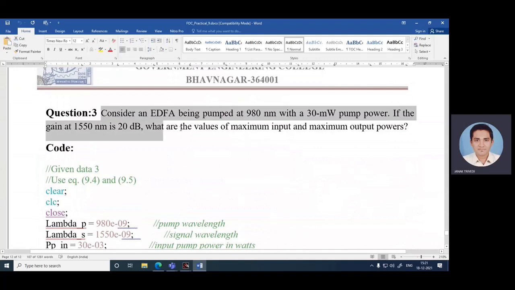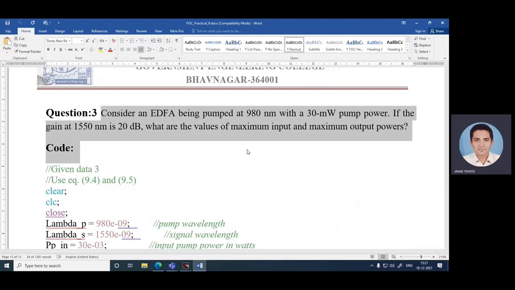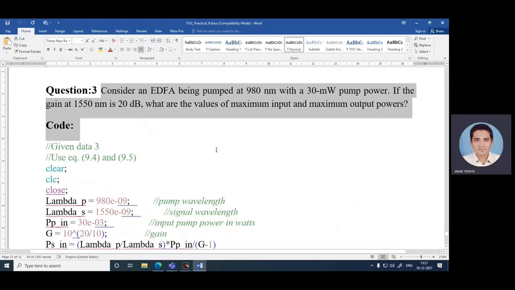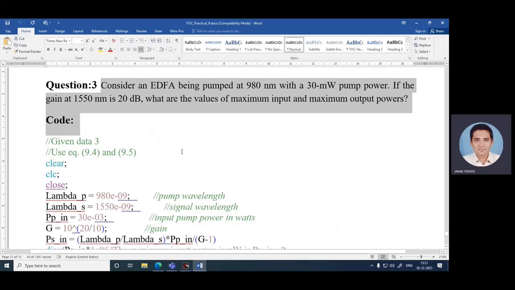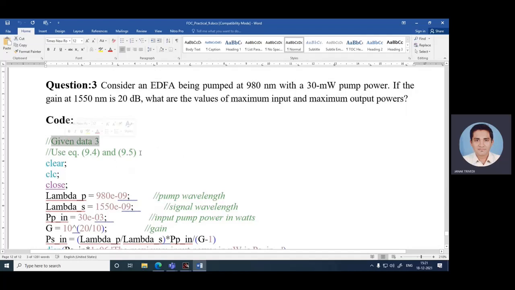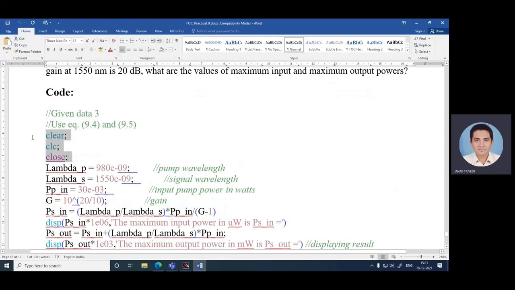Now question 3. Consider an EDFA being pumped at 980 nanometer with a 30 milliwatt pump power. If the gain at 1550 nanometer is 20 dB, what are the values of maximum input and maximum output power? Let's try to run this example in the Scilab. First we understand the code: as per given data we have to use equations 9.4 and 9.5 to solve this particular example. Then clear, clc, close; lambda P, lambda S as per given data, then PP in and G, that is the gain.